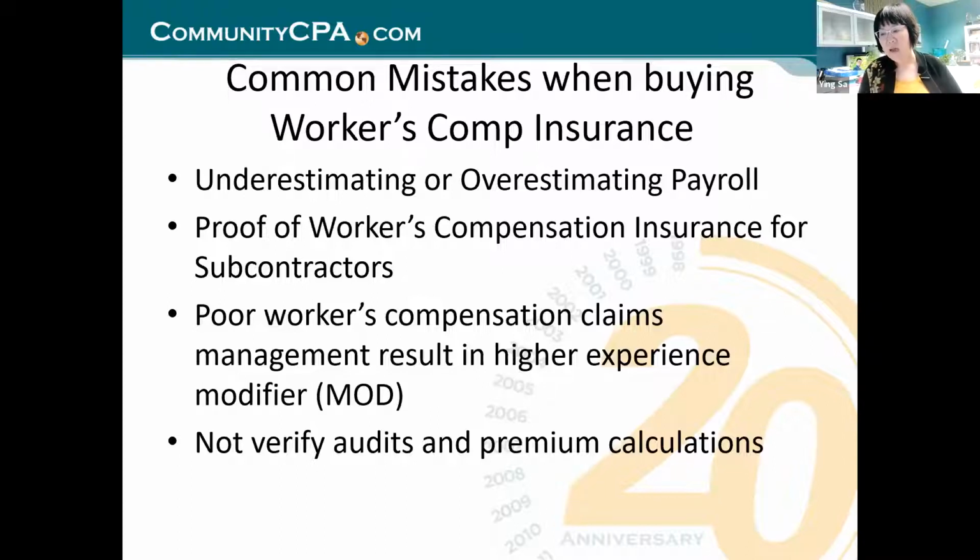Not verifying audits and premium calculations is one of the biggest reasons you pay more for workers' comp insurance, because you didn't really look at your premium calculation, and that is not hard. Premium calculation is not science. You just have to know that your payroll is the right amount and your classification is right. The rest just falls into formula.